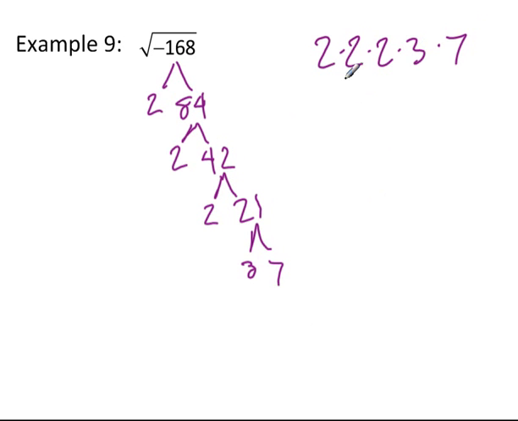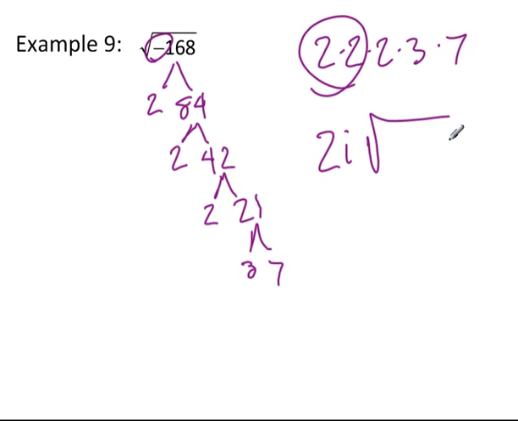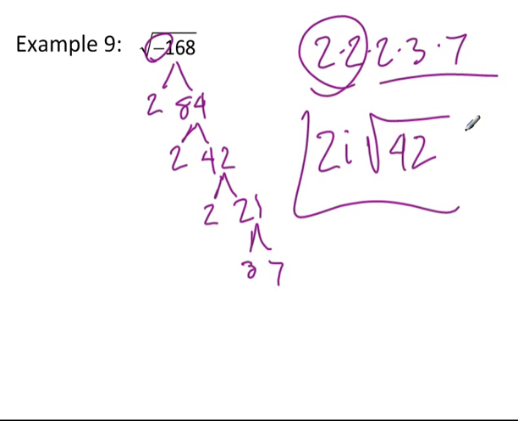What kind of pairs do we got? That's it. So a 2 is going to come out on the outside. That negative means I'm going to put an i there. And these guys don't have friends, so they're stuck on the inside. 2 times 3 is 6, times 7 is going to leave us with 42 on the inside here. So 2i root 42 is our ugly looking simplified answer here.